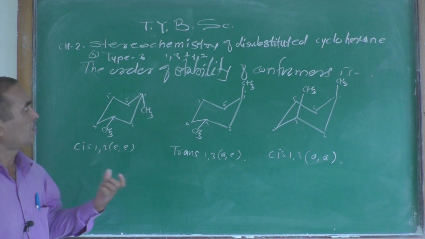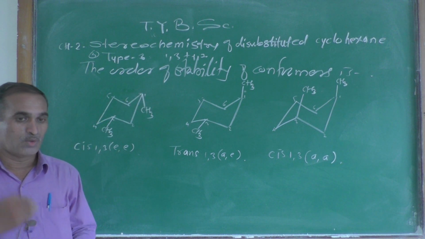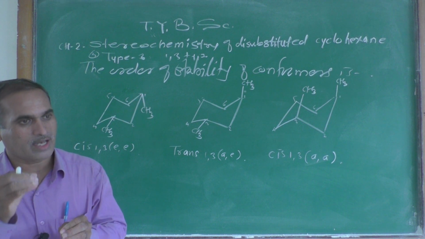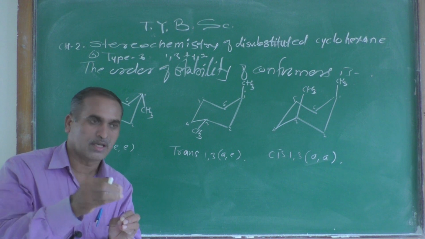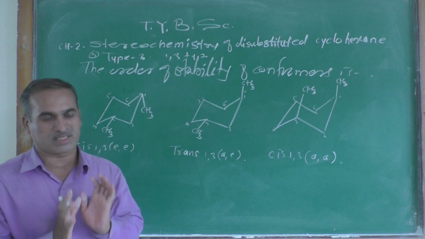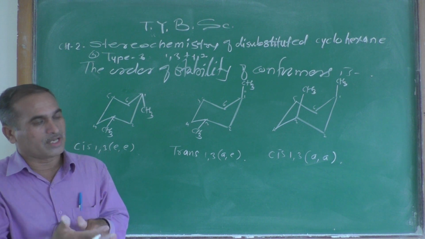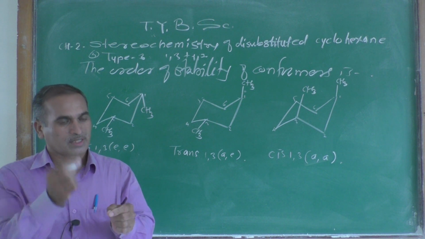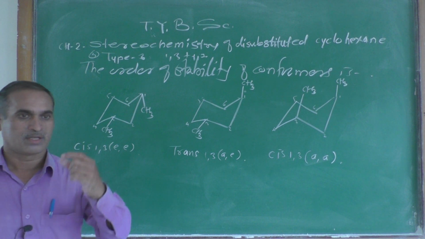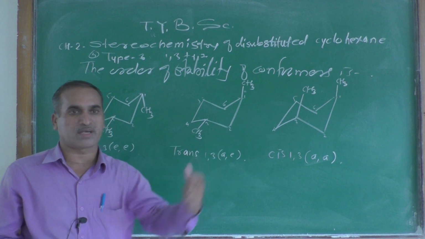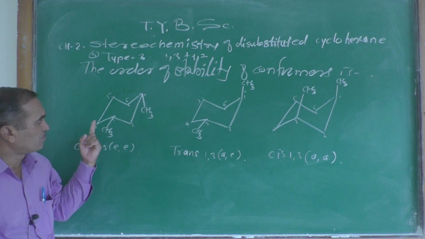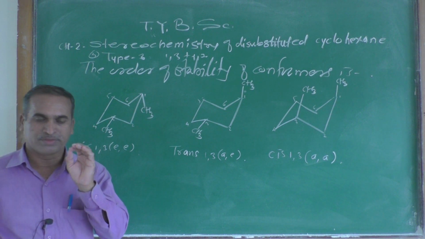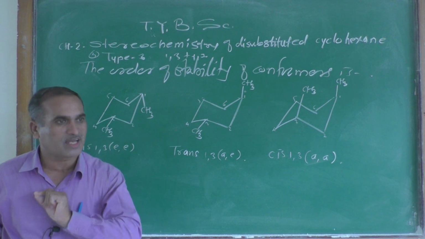Now observe these 3 structures carefully. We are talking about the order of stability of conformers. While discussing the stability, for that purpose we are calculating the internal energy, which we can call van der Waals strain. If we know the energy, we can comment on the stability of these conformers. So first of all, calculate the energy of these different conformers. Observe this first structure carefully. Both substituents are present at equatorial positions, therefore in the first structure there is no 1,3-diaxial interaction.